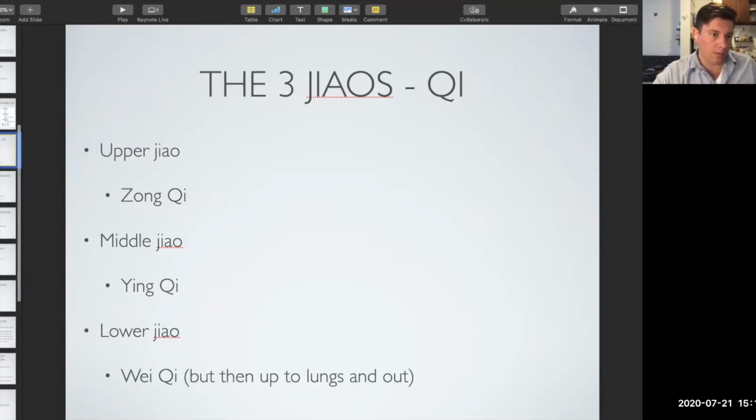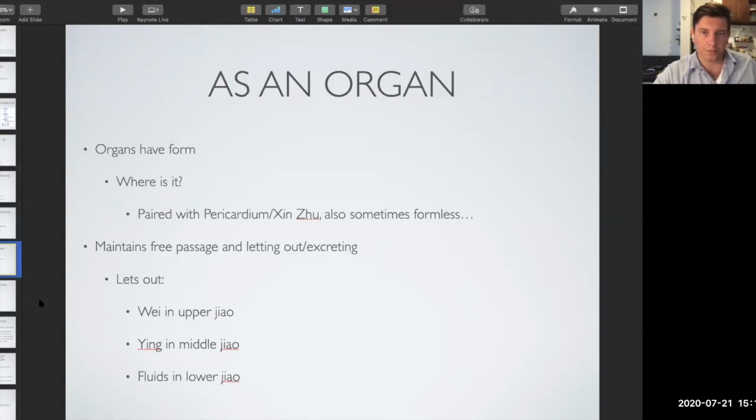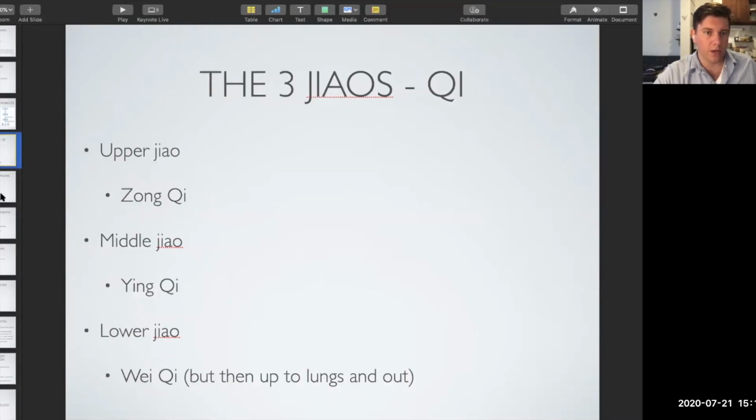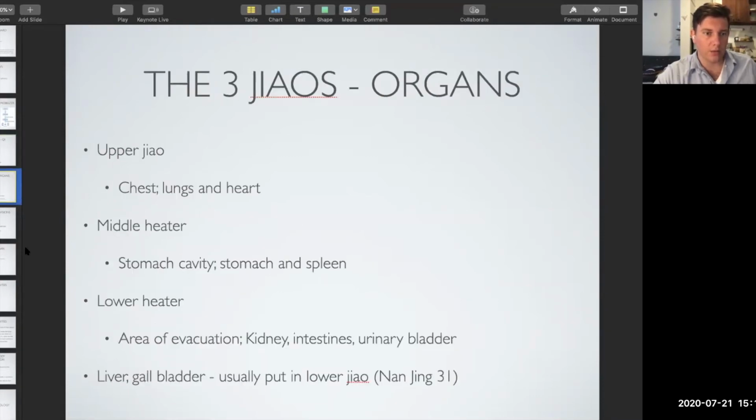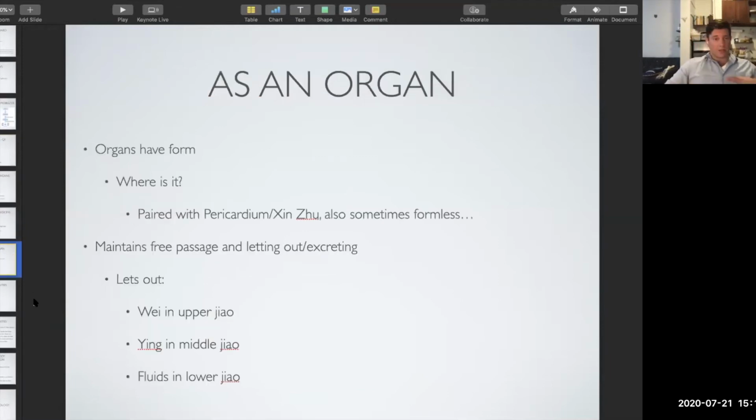Okay, so 3 divisions. We talked about the 3 Jiaos as their types of Qi. We've talked about them as the organs they contain. We've talked about them as divisions of the body, but we can also talk about the Sanjiao as an organ itself. So normally organs have form. In this case, it's an organ that's paired with the pericardium, the Xinbao, but also sometimes we talk about it as formless.